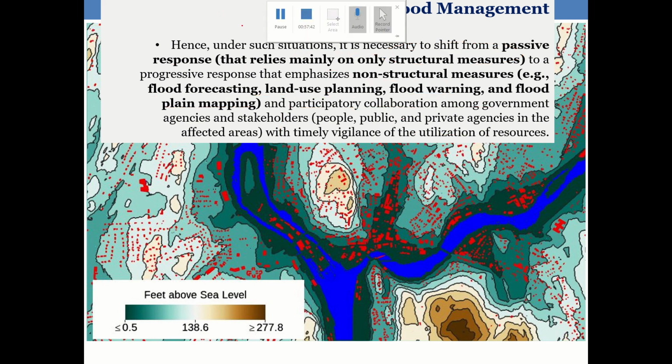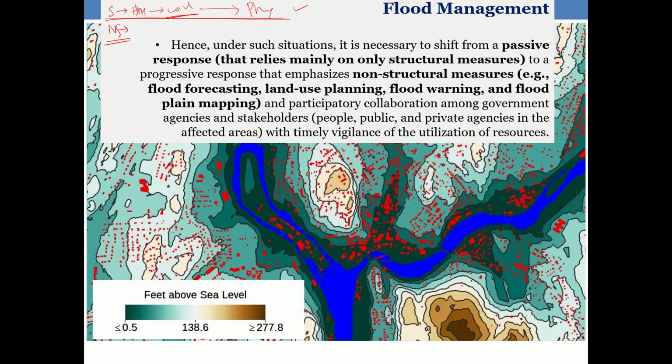Here there are some examples of what are structural measures and what are non-structural measures. In structural measures it is very clear, right? We are doing something physical. We try to bring some physical entity to control floods. It can be in the form of check dams and dams or any other physical flood prevention method. Physically we try to do something at the city scale. This is one.